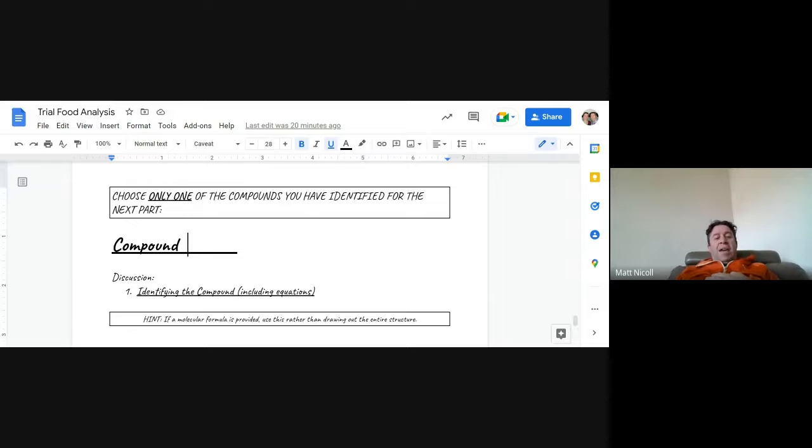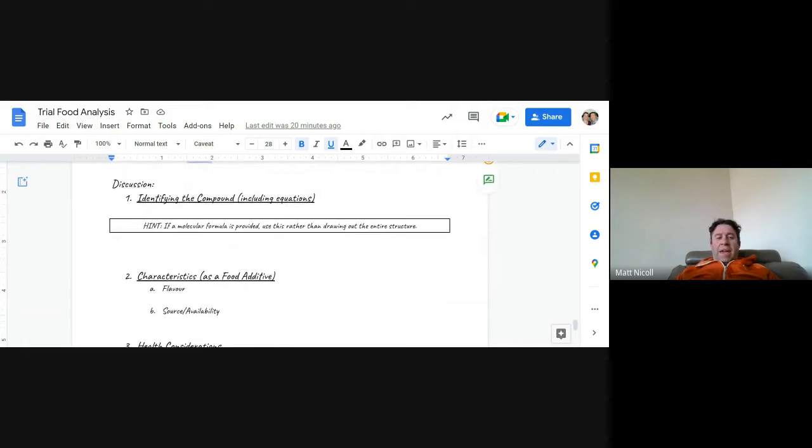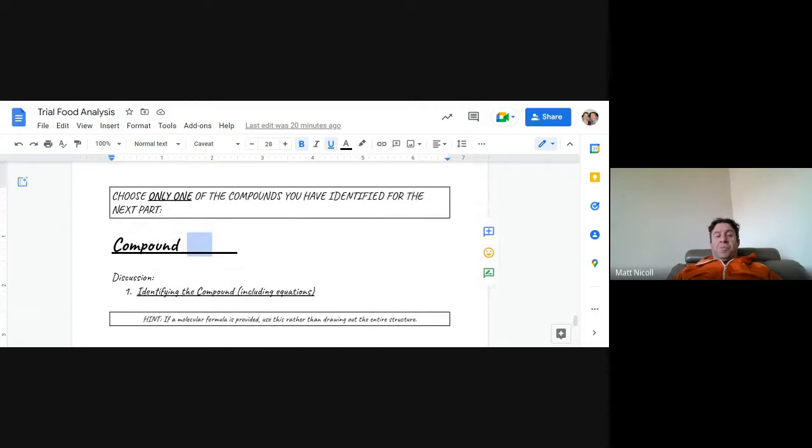Then choose A or B and write A or B in here and do your discussion. What that means is going through the equations and the steps that you did to identify it. And again, only for A or B. Don't do both. Just do one.